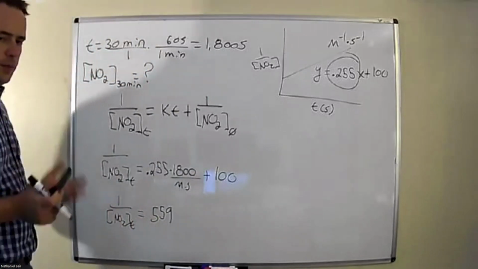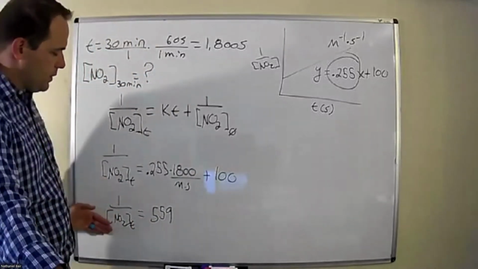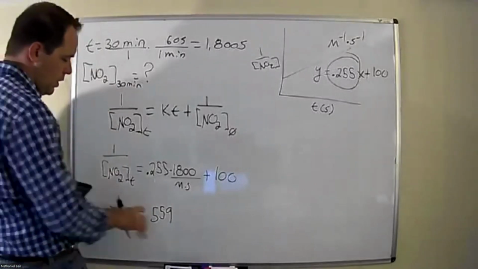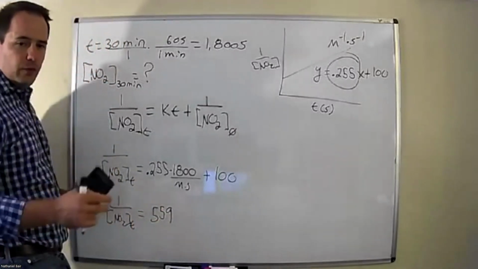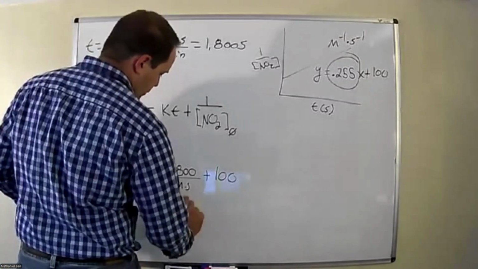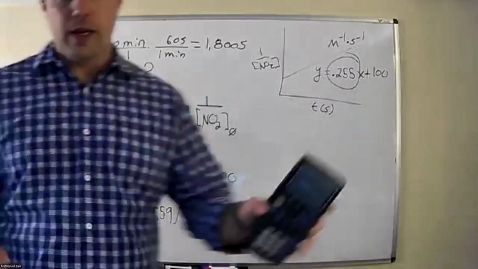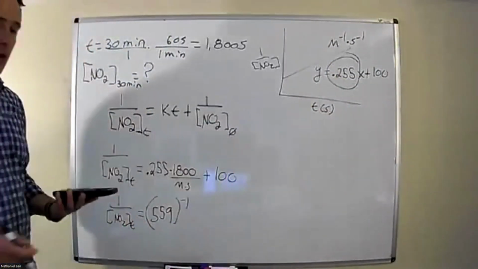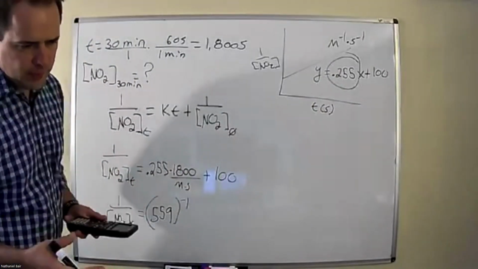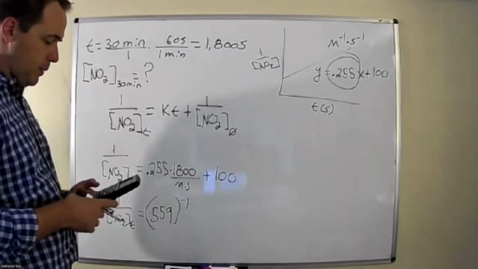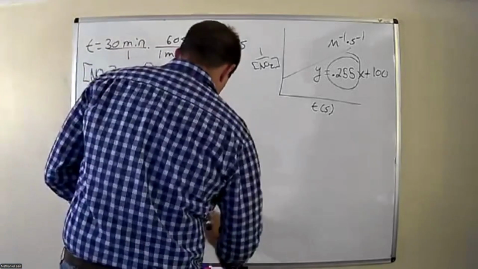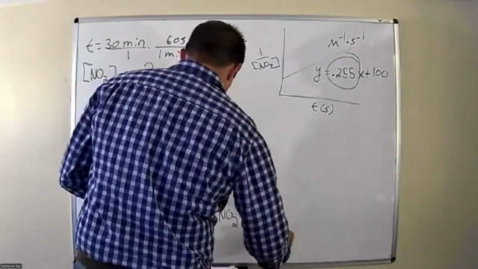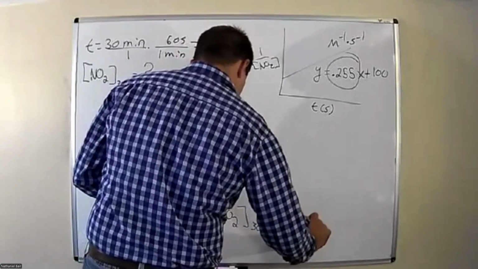559. But here's the problem. I don't want 1 over the concentration. I want the concentration. So what do we need to do? Well, you could do 2 things here. You could do 1 divided by that, or taking the inverse of something is the same as raising it to the negative first power. There's even a button on most calculators, that x to the minus 1 button, that's the same as taking 1 over that. So whether you do 1 divided by 559 or 559 to the negative first power, we get the concentration of NO2 after 30 minutes is equal to 0.00179 molar.